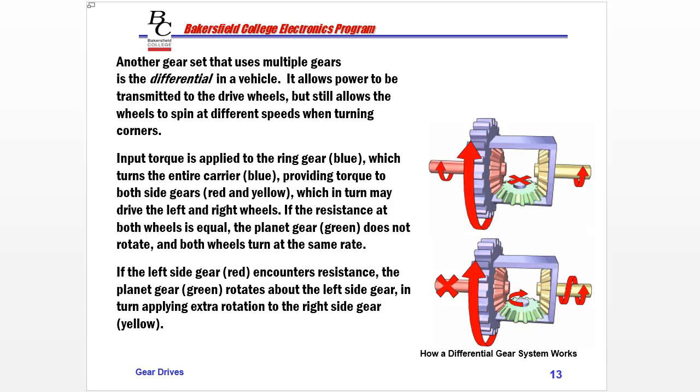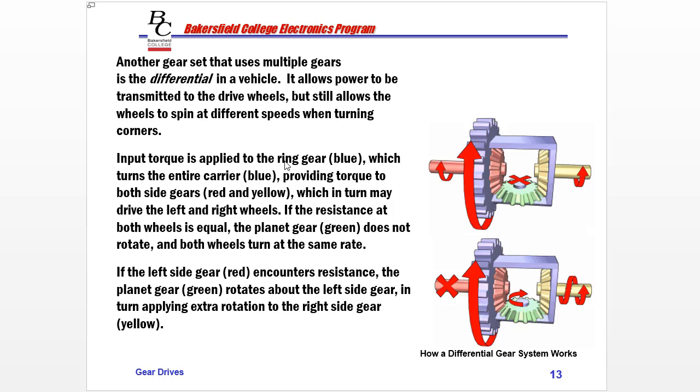There's another gear set that uses multiple gears, and it's in the differential of a vehicle. With a differential, it allows power to be transmitted to the drive wheels. So there is a pinion gear that is offset on the end of the drive shaft, spinning in this direction. The pinion is not actually shown here. It would be spinning and turning this big ring gear on this carrier that's holding the other gears.